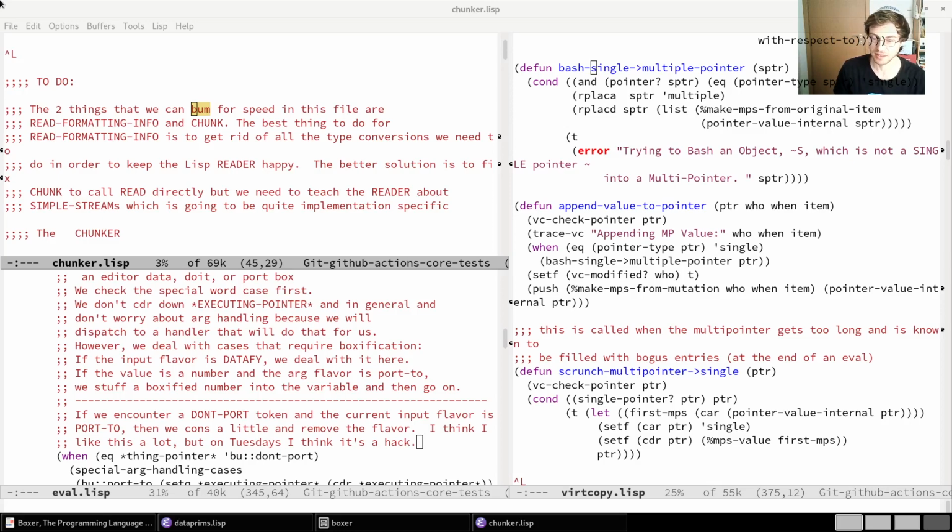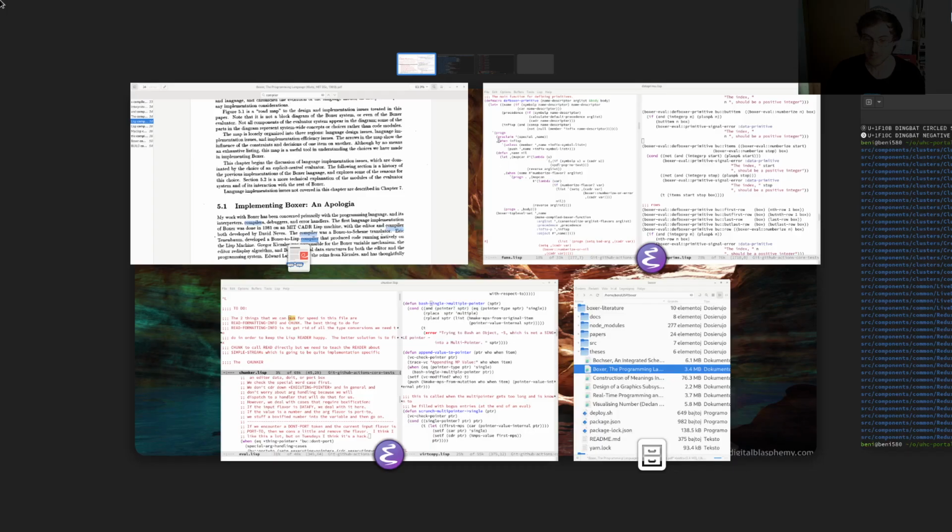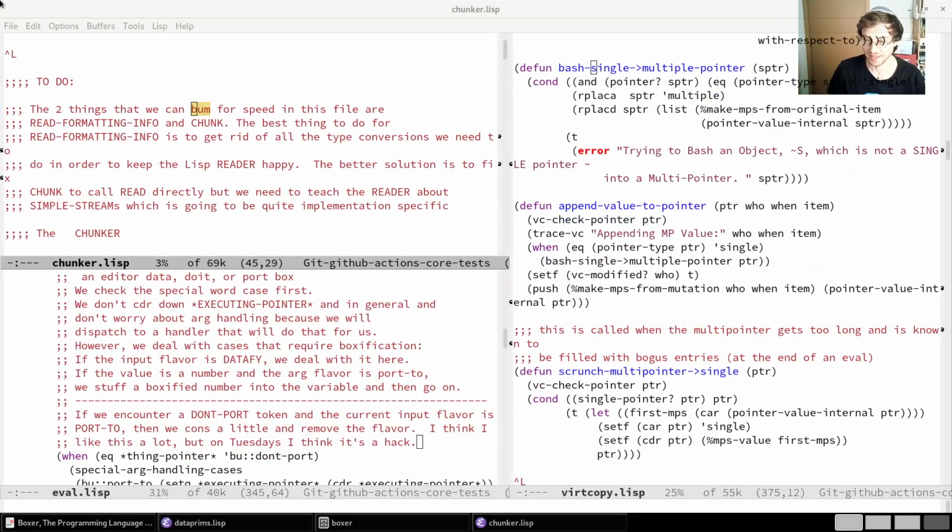And even things like, part of the fun is this is a time capsule. The project was started in the 80s at MIT. It had a long story after that, but I can find things like the two things we can bump for speed in this file. And when I was young and read the jargon file cover to cover, I didn't expect that many years later I would actually be finding words that I still remember from there.